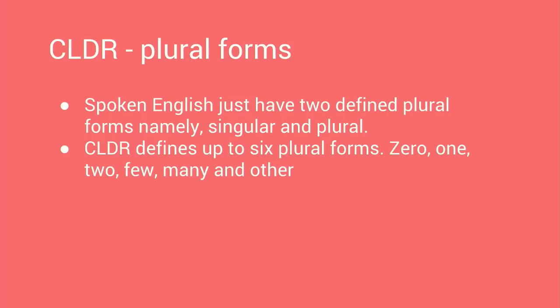So let's move on to plural forms. In spoken English, we just have two defined plural forms, namely singular and plural. The plural rule for singular is one, and the plural rule for plural is everything but one. But because we have languages such as Arabic that have six plural forms, CLDR needs to define up to six plural forms, and they are called zero, one, two, few, many, and other.